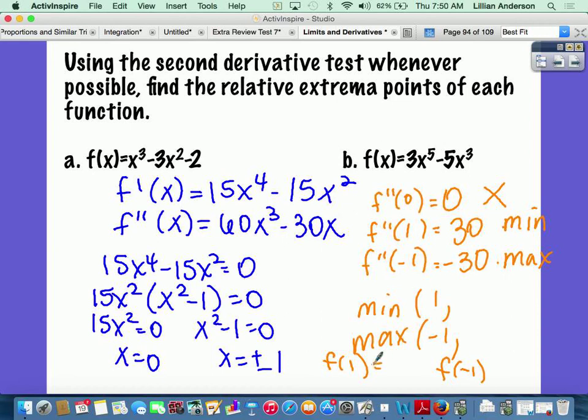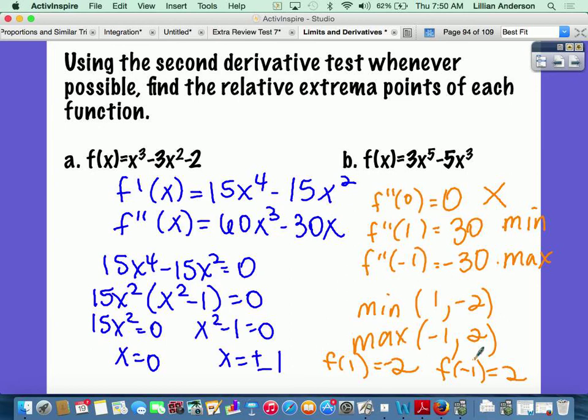So when I plug in 1, I'm going to get negative 2. And then when I plug in negative 1, I get a positive 2. So that means my minimum occurs at 1, negative 2, and my max occurs at negative 1, 2.